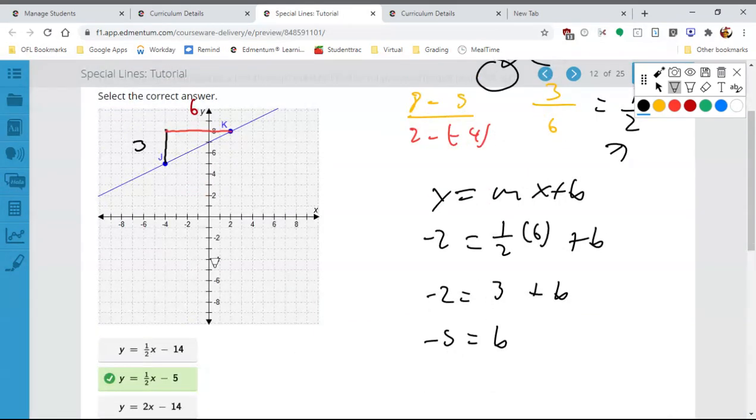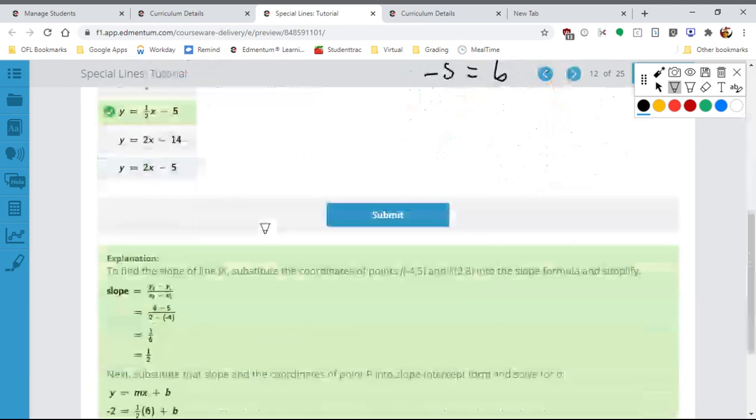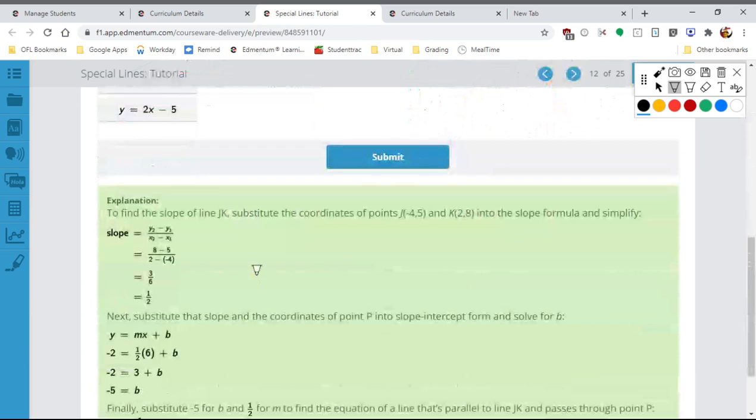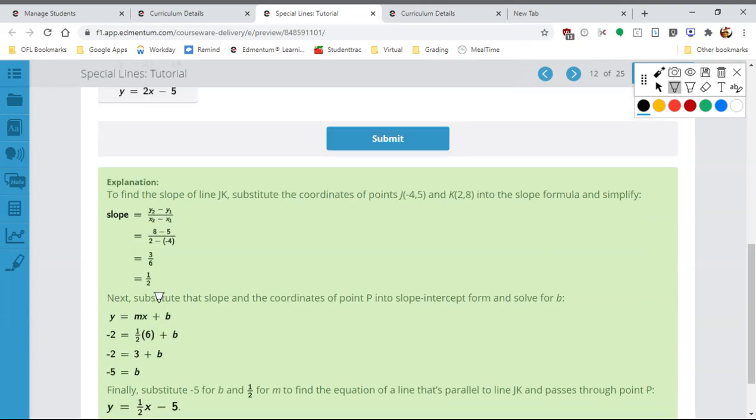So if I were to graph it, what I would do is I would go down here to -5, and I go up 1 over 2, 1, 2, and then I would just make a straight line. And you can see that these lines look pretty parallel. Might be a little crooked because I don't know how to draw, but you get the idea. And right here, this is how they solve for slope, the same way I did it. And then they plugged it in.